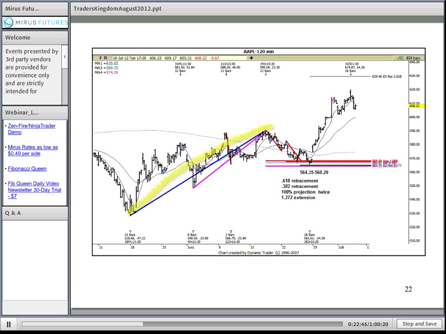Okay. This next example is just how you can find these setups on an intraday basis, where I had a retracement of these two swings, a projection of this prior swing, and I believe these two swings, and let's see, 100%, and then there was also a 1272 extension of the prior low to high swing. Okay, so there was a cluster between 564.35 to 568.20.